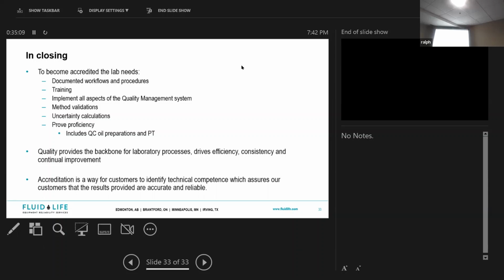So for us, the quality provides a backbone for laboratory processes, drives efficiency, consistent and continuing improvement, and accreditation is a way for our customers to identify technical competence, which assures our customers that the results provided are accurate and reliable. So that's just a recap of what I'm saying, that anybody that is accredited, you can feel sure that your results are valid.